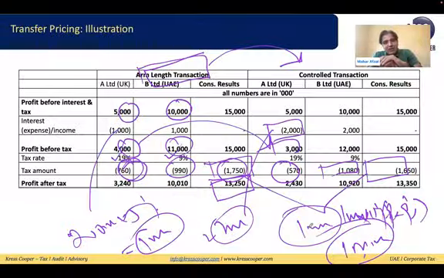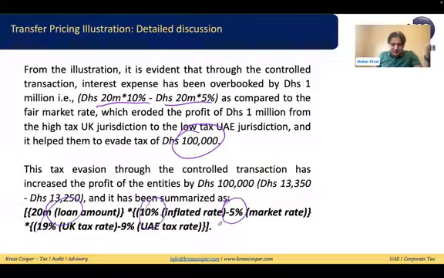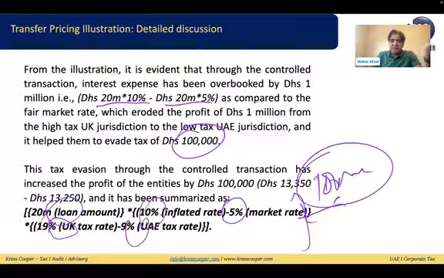So this is a controlled transaction. In this controlled transaction, Mr. A has shifted the profit from the high tax jurisdiction to the low tax jurisdiction. This is the same thing we have discussed till now. The loan was 20 million, 10% versus 20 million, 5%. The differential was a 100,000 tax saving. So 20 million, 10% less 5%, and 19% less 9%. If you multiply it, the overall impact will be 100,000 dirham.